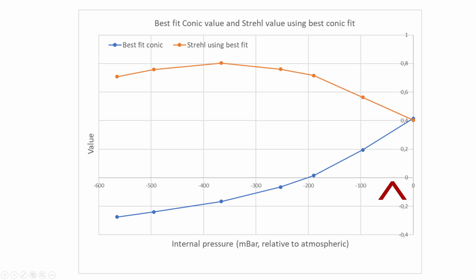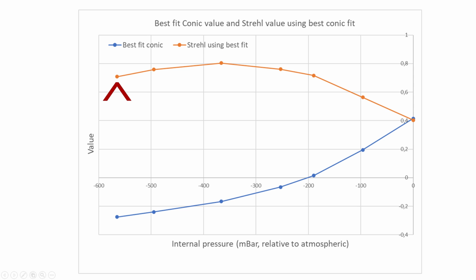By lowering the pressure, we get to a spherical shape with a conic of approximately 0 and a Strehl of 0.72, which is, well, not that good, but it's a lot better. And the best accuracy of shape is found if we make an ellipse with a conic of minus 0.17. In this case, the Strehl ratio is 0.8, which is quite decent because it's almost diffraction limited. And from that point on the Strehl is going down again.